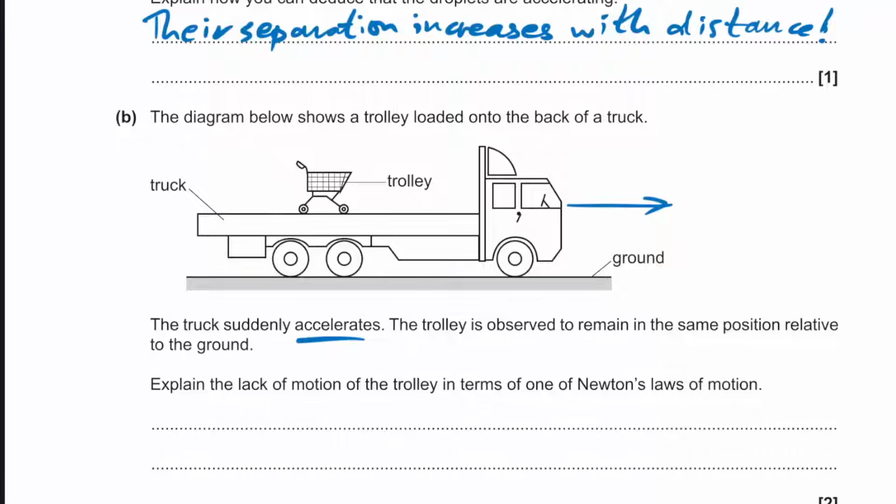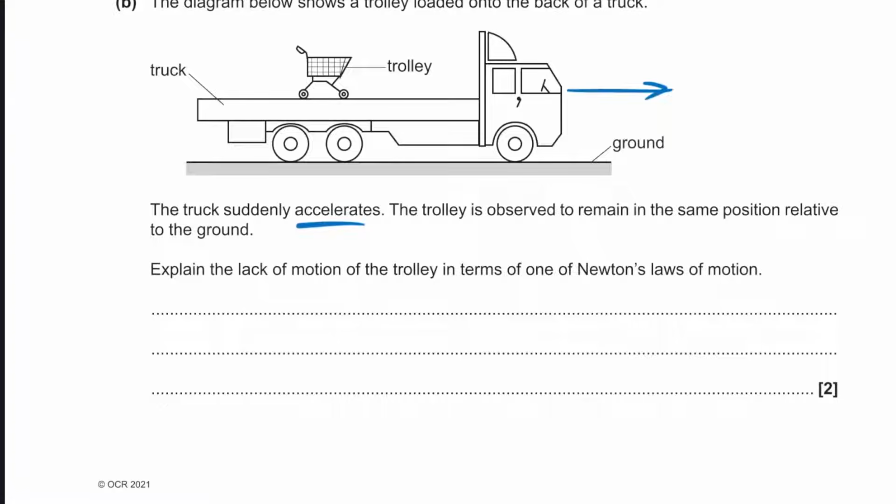The trolley is observed to remain in the same position relative to the ground. Explain the lack of motion of the trolley in terms of one of Newton's laws of motion. Well, it's not going to be the second law, is it? Because the trolley isn't accelerating. It's not going to be the third law because there's no forces really acting on the trolley. Oh, I guess, could we use the third law? No, I don't think so. It's going to be the first law.